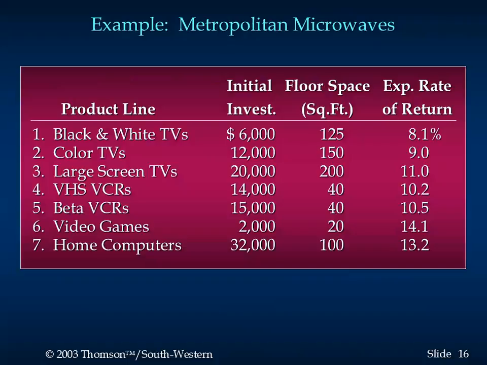These are 7 products: black and white TV, color TV, large screen TV, VHS VCR. Nowadays VHS VCR is gone, but okay, it doesn't matter. We can imagine some other type, or VCD or something like that. Beta VCRs, video games, and home computer. Even video games have gone, but anyhow, home computer is still there. Okay, so the initial investment in each case is this: 6,000, 12,000, 20,000, and so on. The floor space requirements, 125, 150, and so on. And the expected rate of return, 8.1%, 9%, 11%, and so on. Okay, so that is the data given to us.